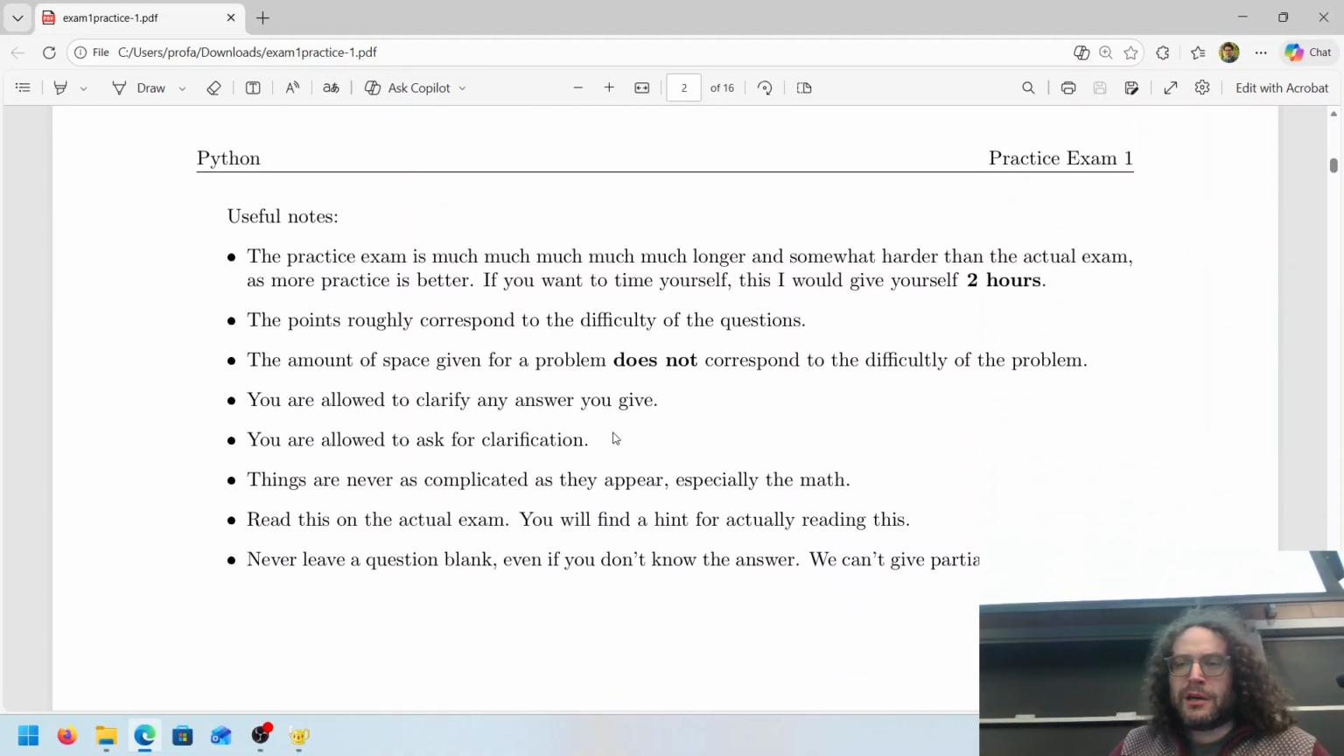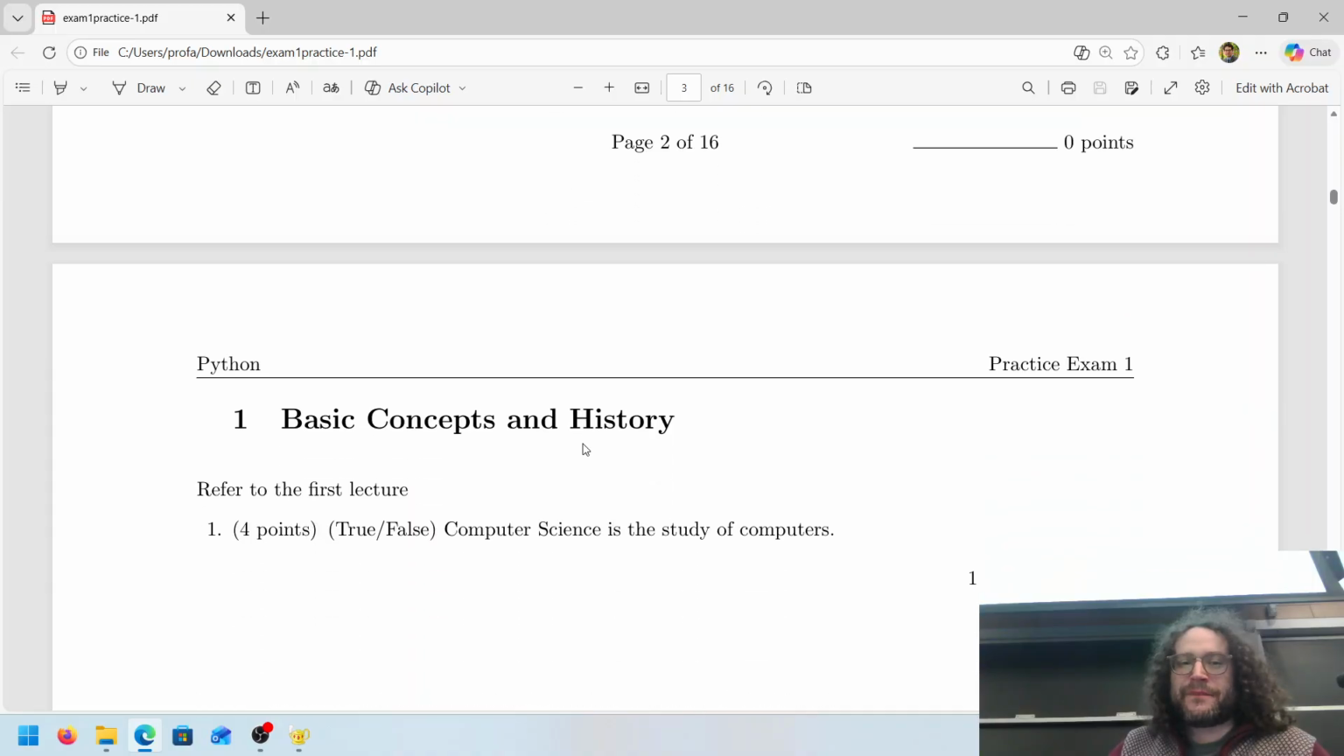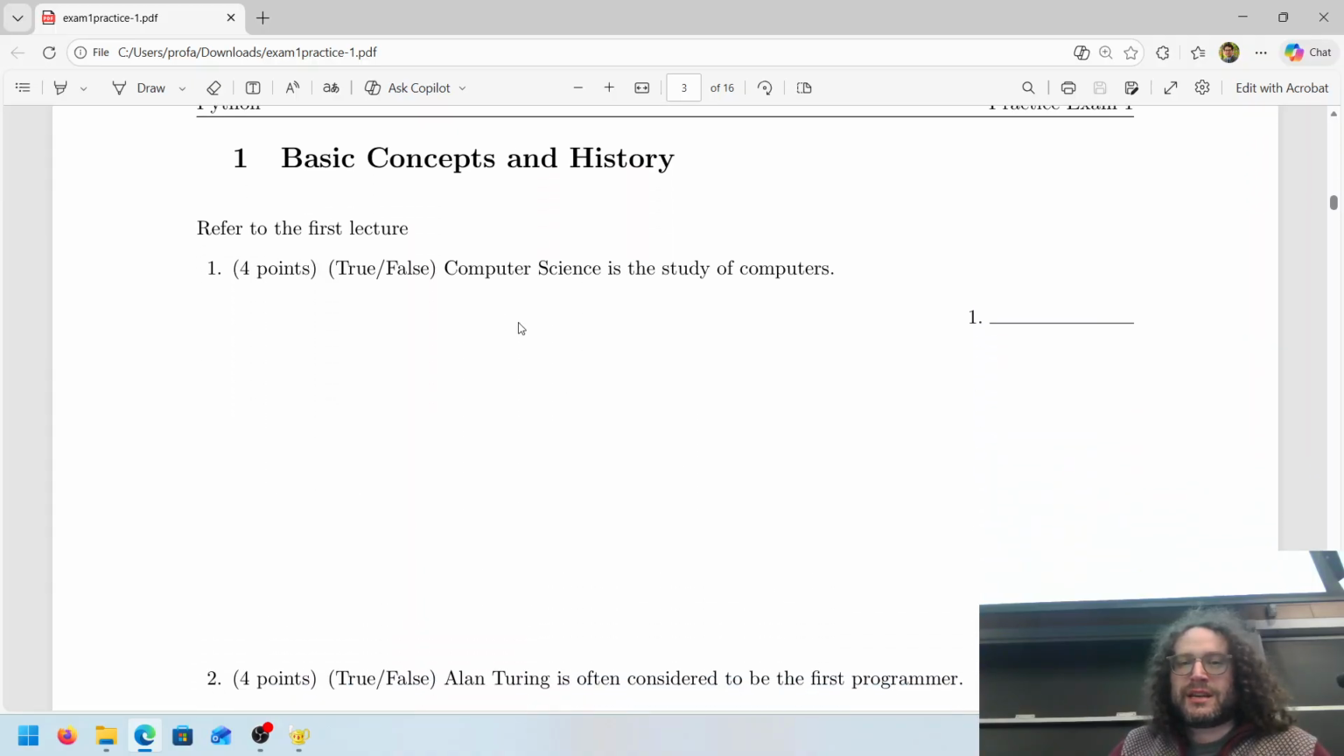Okay. So practice exam. Let's go ahead and go through this. True or false, computer science is the study of computers. We'd hope that that's false, right? Computer science probably is best defined as the study of algorithms, all right? So computer science being the study of algorithms.